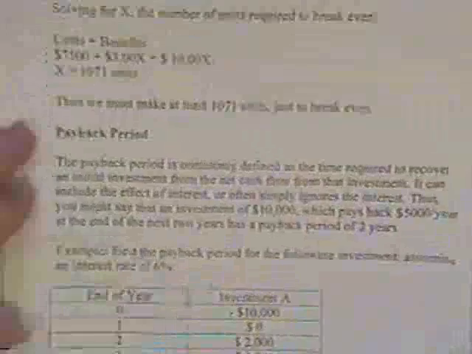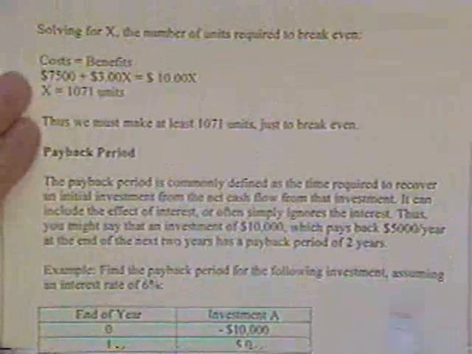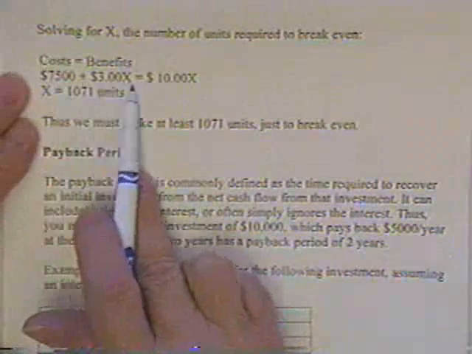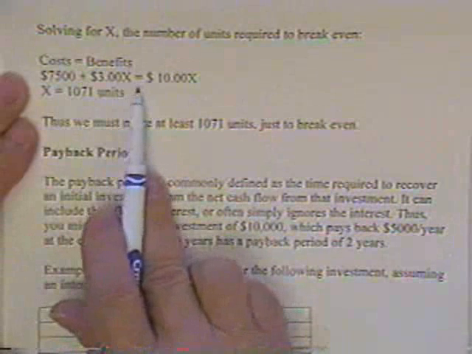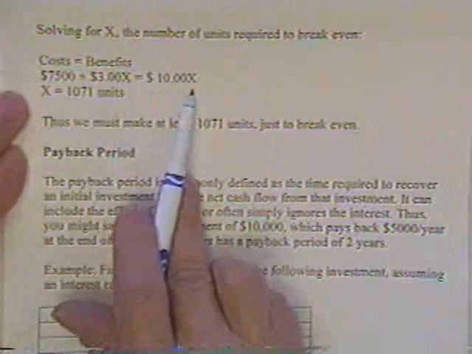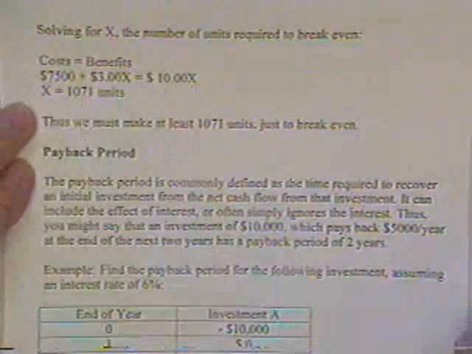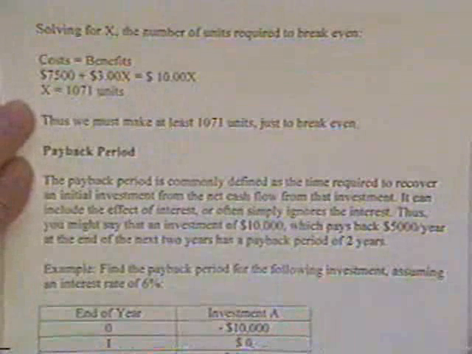In our case, we set costs equal to benefit. Costs were $7,500 plus 3 times for every one you make. That was equal to the benefits is 10 times every one you make, and about 1,070 units just to break even.